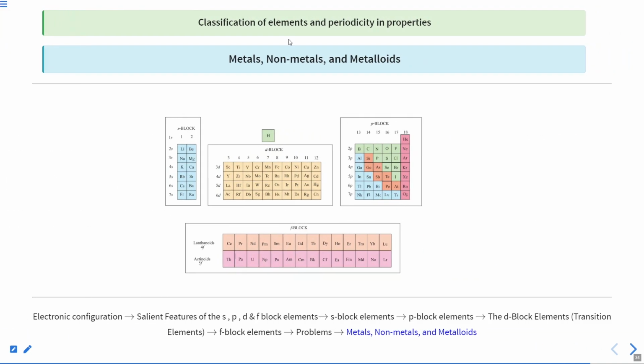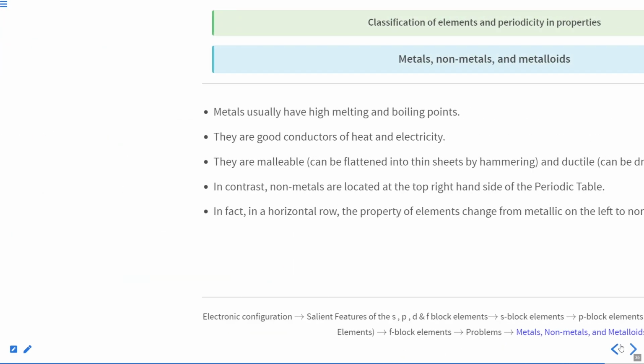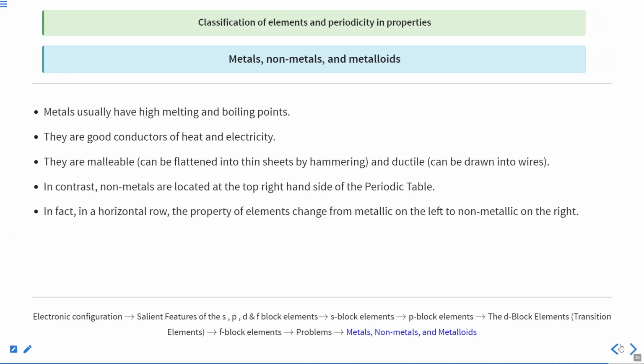So they are metals and s, p, d, and f. Here is a complete diagram of that. Metals usually have high melting and boiling points. We know it. They are good conductors of heat and electricity. They are malleable and ductile.